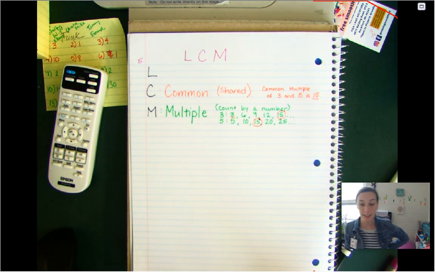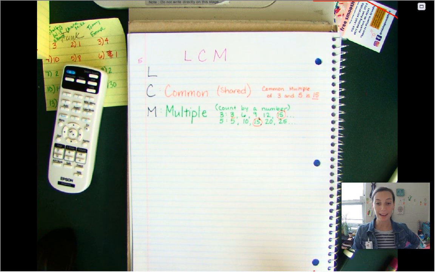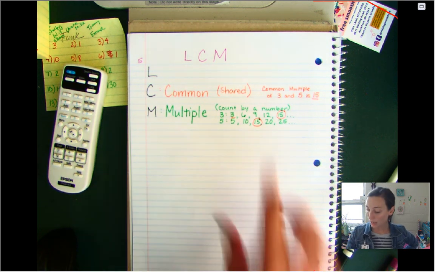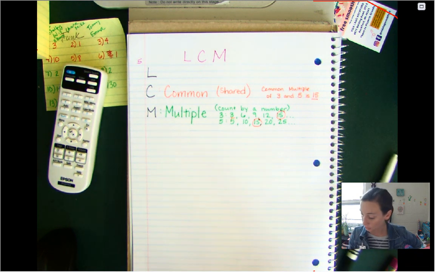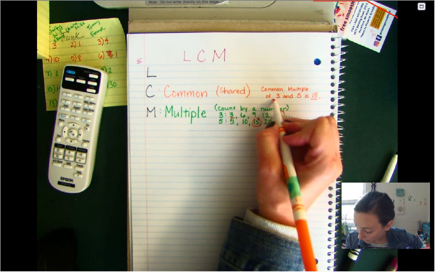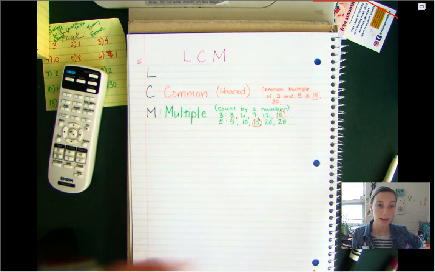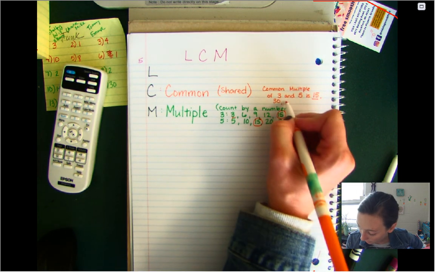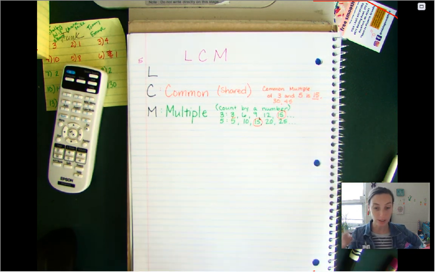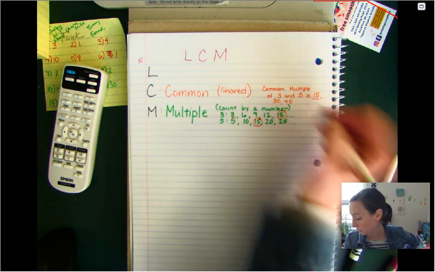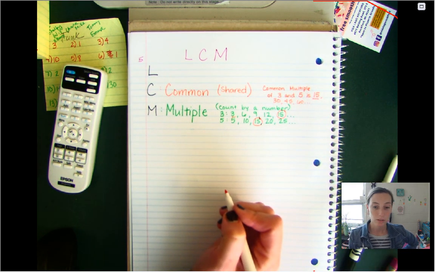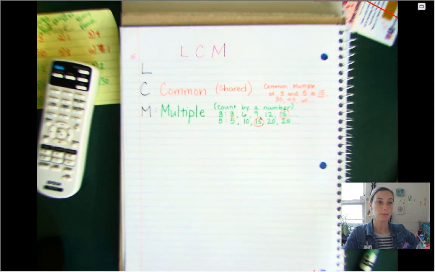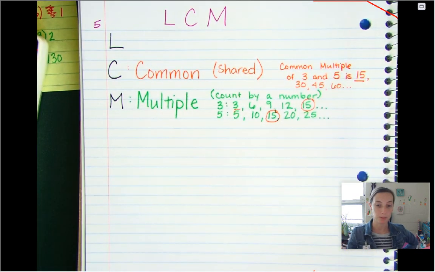Now remember that I said that multiples can go on infinitely. So if I kept going, another common multiple I get to is 30. And if I kept going from there, I would get to a common multiple of 45. These are just things I know from a lifetime of numbers. If I kept going, I'd get to 60. So there are infinite possibilities of common multiples.